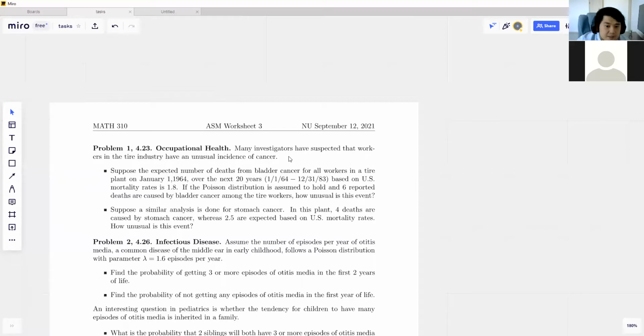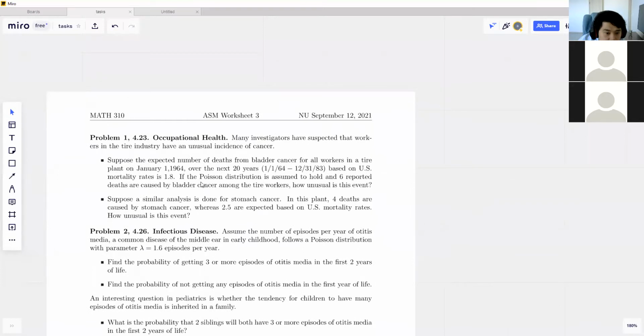Many investigators have suspected that workers in the tire industry have an unusual incidence of cancer. Suppose the expected number of deaths from bladder cancer for all workers in a tire plant on January 1st, 1964, over the next 20 years based on US mortality rates is 1.8. If the Poisson distribution is assumed to hold and 6 reported deaths are caused by bladder cancer among the tire workers, how unusual is this event?